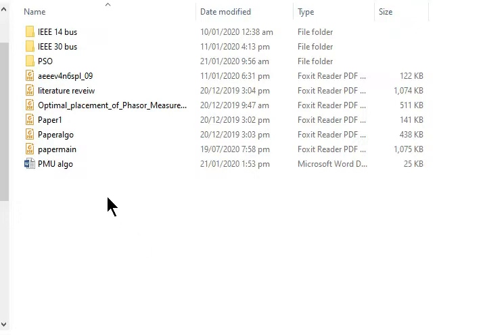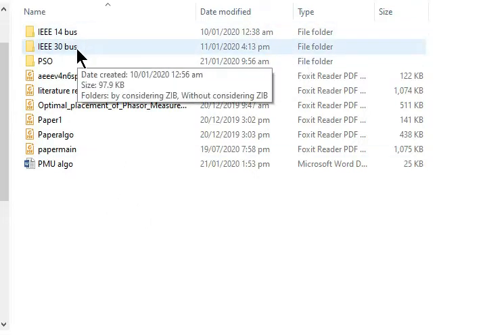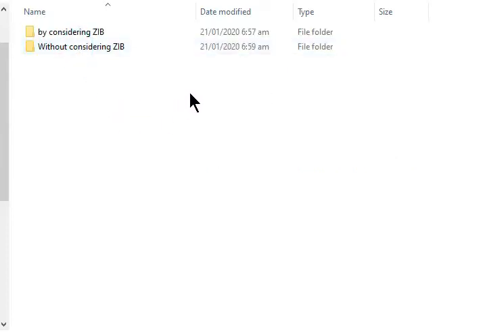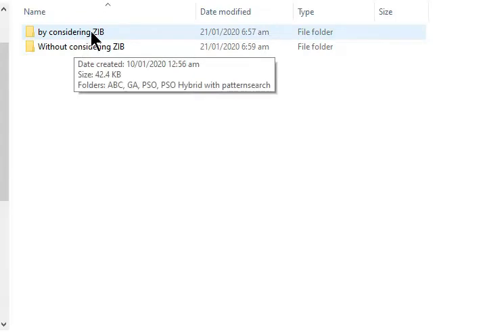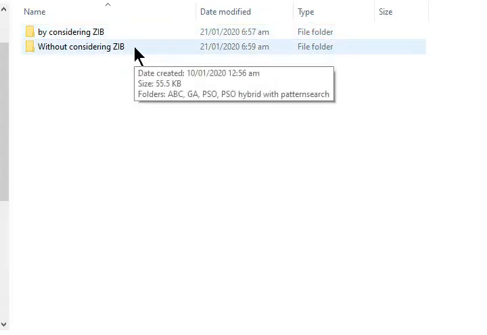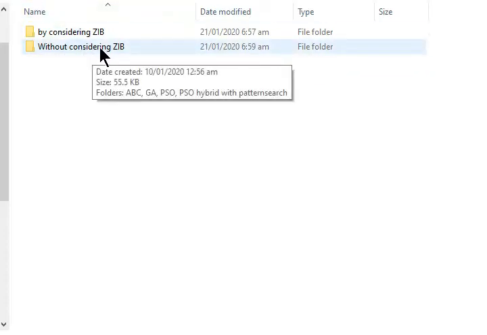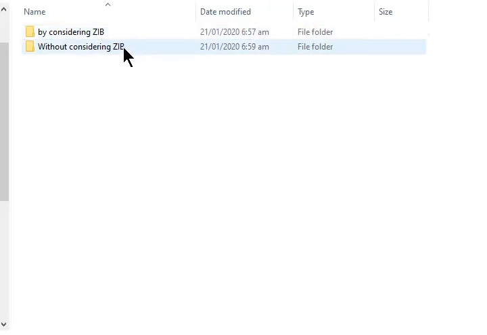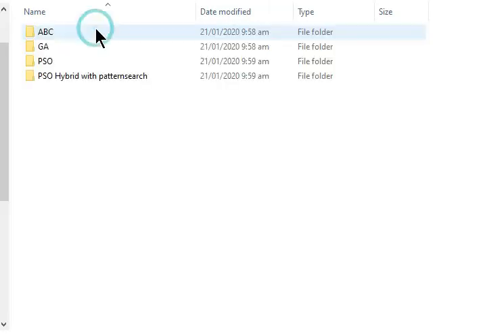So we have implemented the 14 bus system and the 30 bus system. If you open the 30 bus system, we implemented two techniques: considering the zero injection bus and without considering the zero injection buses. If you don't consider the zero injection bus, this technique will require a larger number of PMU buses. So let's consider the ZIB, the zero injection bus.